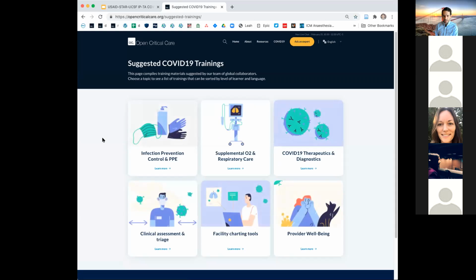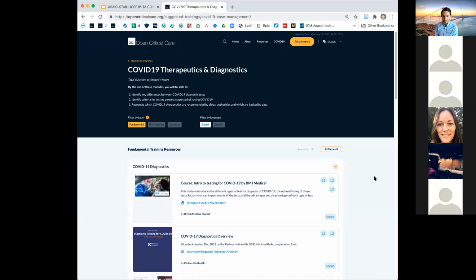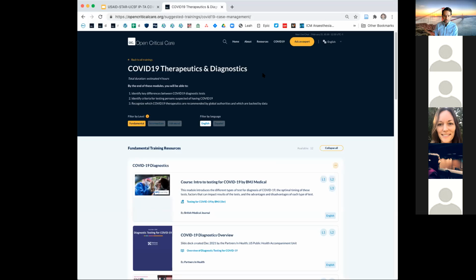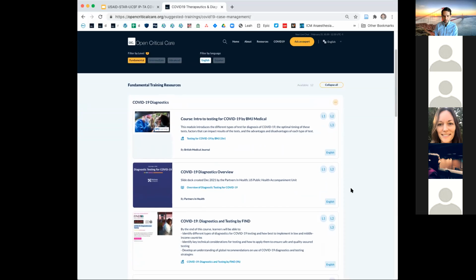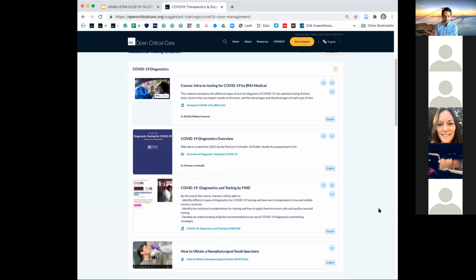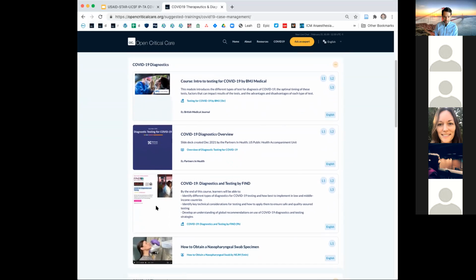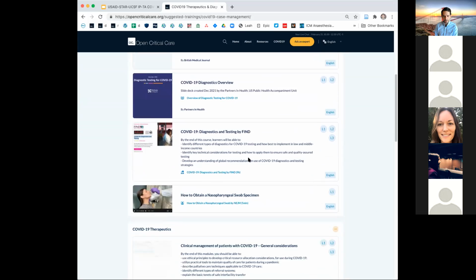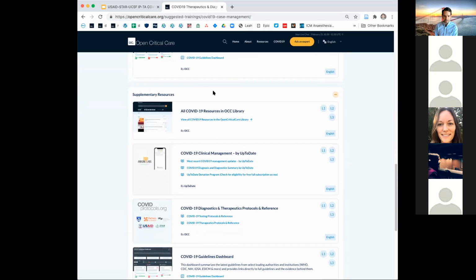And on this page is a menu of trainings that we are curating from around the web. And for COVID diagnostics, you can click on this panel here. What you'll see are, again, mostly training materials. These are intended to be self-directed in most cases, and they're organized by both language or by level of learner. You can select those filters and then scroll through to see some of the training material that was highlighted today, such as the training courses by the African Society of Laboratory Medicine, some of the diagnostic testing material created by Partners in Health. And then towards the end are supplementary resources.